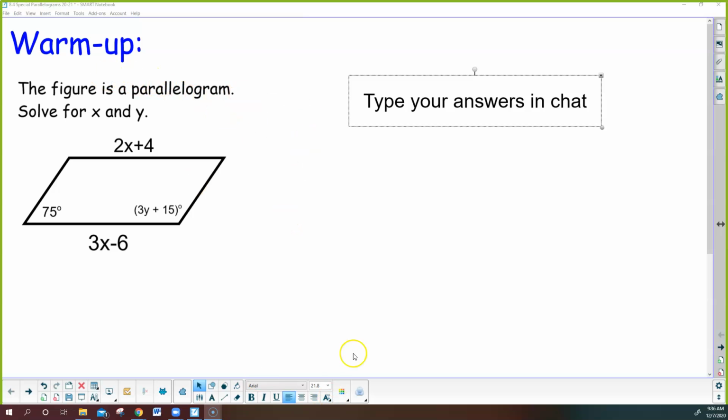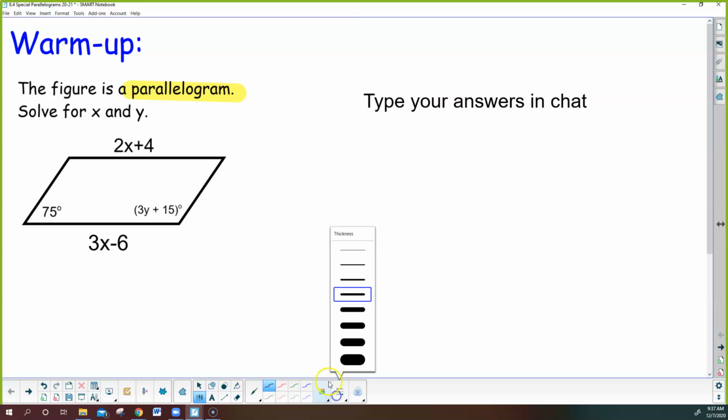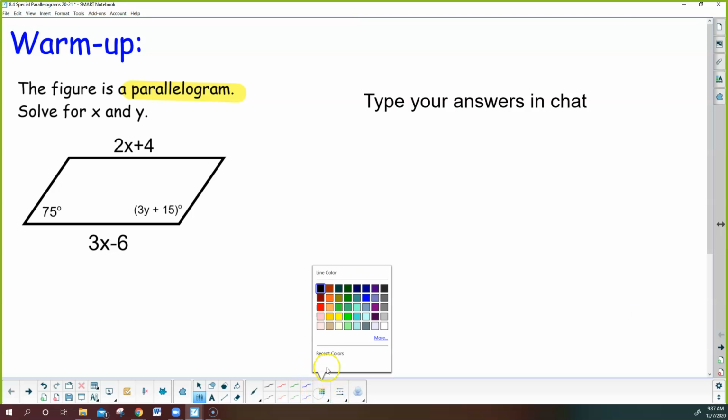All right, for the warm-up, the important piece here that we want to make sure we focus on is that word right there, right? Parallelogram. The figure is a parallelogram. By the way, let me point this out because I think there's a test or a quiz question coming up.